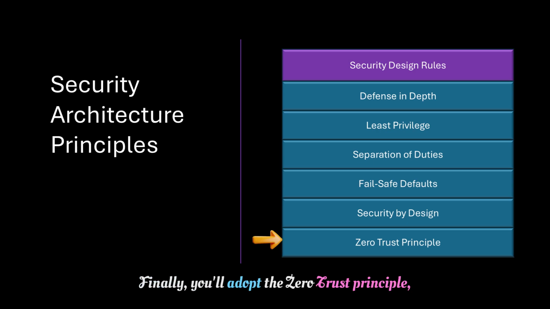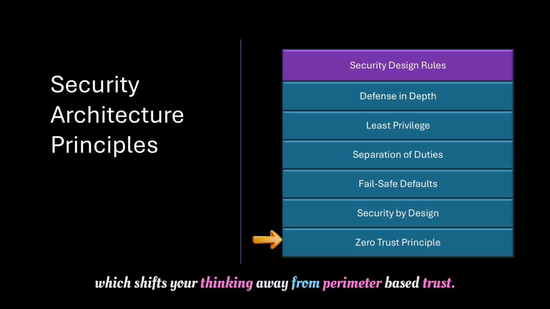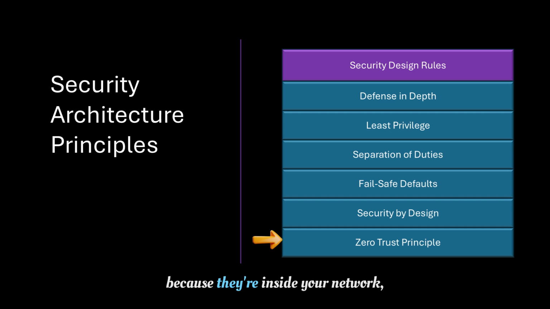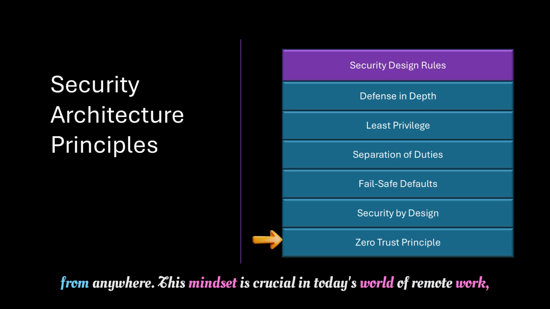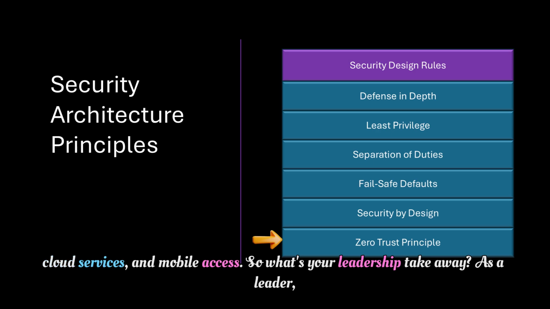Finally, you'll adopt the zero trust principle, which shifts your thinking away from perimeter-based trust. Instead of assuming users or devices are trustworthy just because they're inside your network, zero trust teaches you to verify everything, every time, from anywhere. This mindset is crucial in today's world of remote work, cloud services, and mobile access.